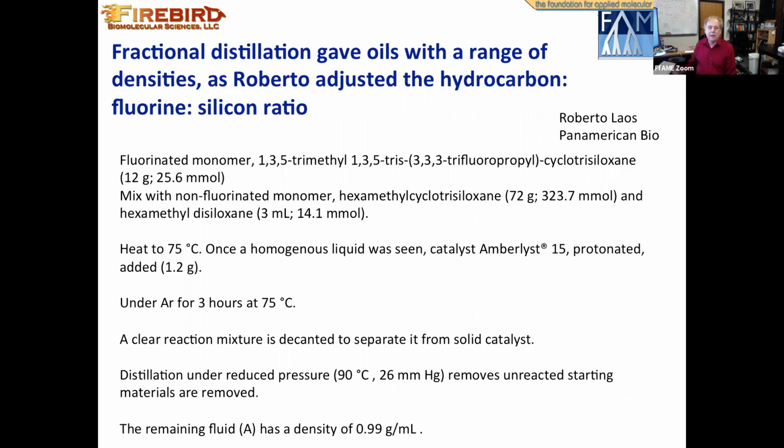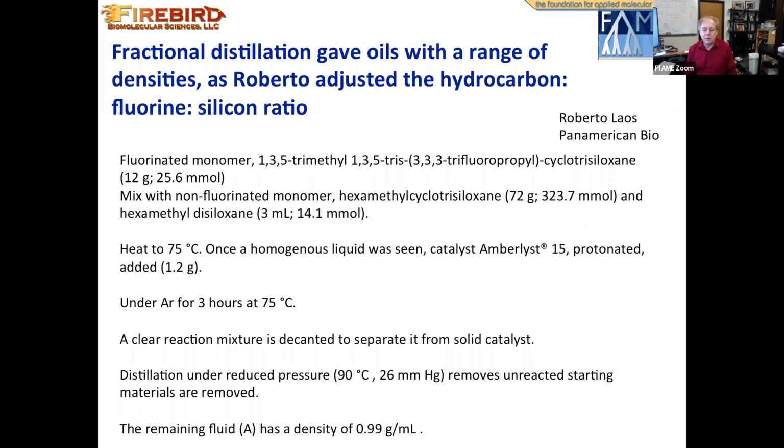And then there's a long story. I don't know how many of you are interested in chemistry. I could spend the rest of the hour talking about how these compounds were chosen and how their ratios were developed.